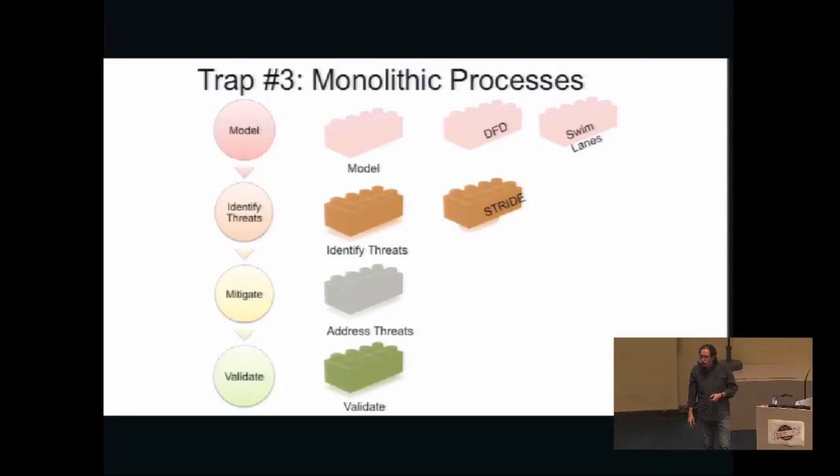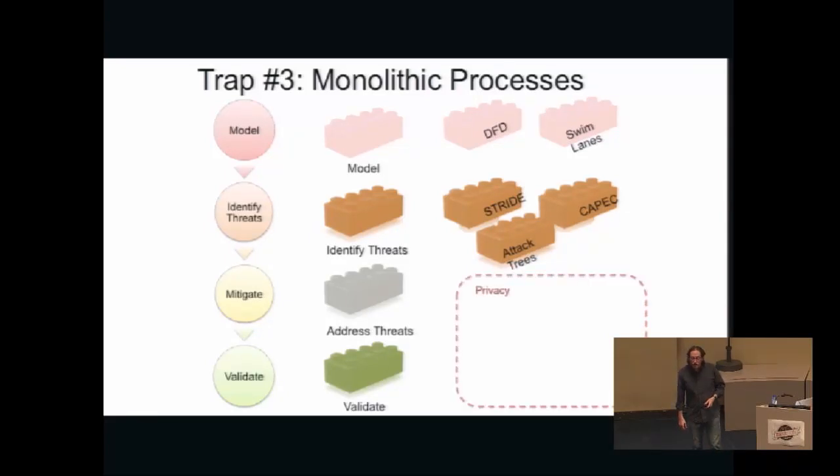When you're identifying threats, Stride is great for many people, and I'll talk about for whom it works, but there's other systems. There's a library of threats from MITRE called CAPEC, the Common Attack Pattern Enumeration and Categorization. You can use attack trees, and each of these can slot in with different types of diagrams. You can threat model for privacy as well. You can substitute in something like contextual integrity instead of Stride.